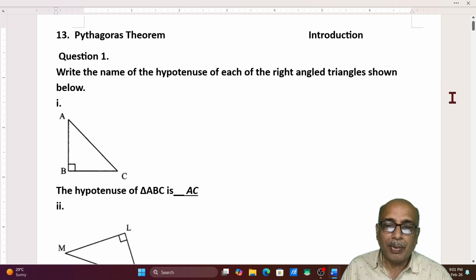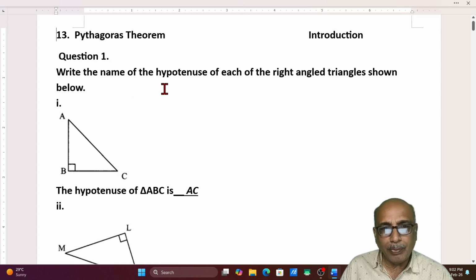This theorem is named after the mathematician Pythagoras. He said that in a right angle triangle only, the side opposite to 90 degree is known as hypotenuse. So in a right angle triangle, the hypotenuse side square equals the sum of squares of the other two sides. So here we are going to see the topic Pythagoras theorem and problems based on it.